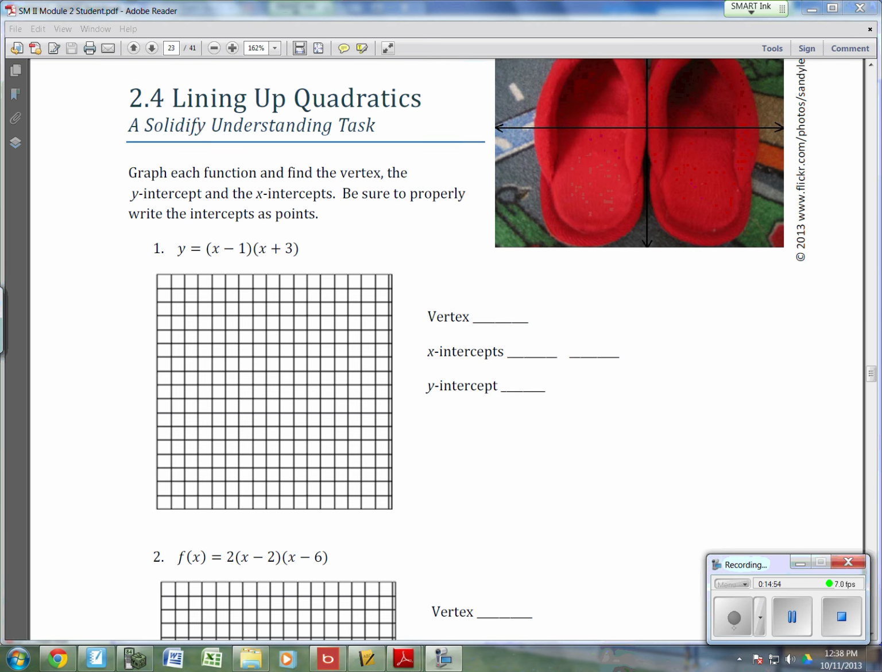All right, so everybody get your notes out right here. Okay, so our task today: graph each function and find the vertex, the y-intercept, and the x-intercepts. Be sure to properly write the intercepts as points.